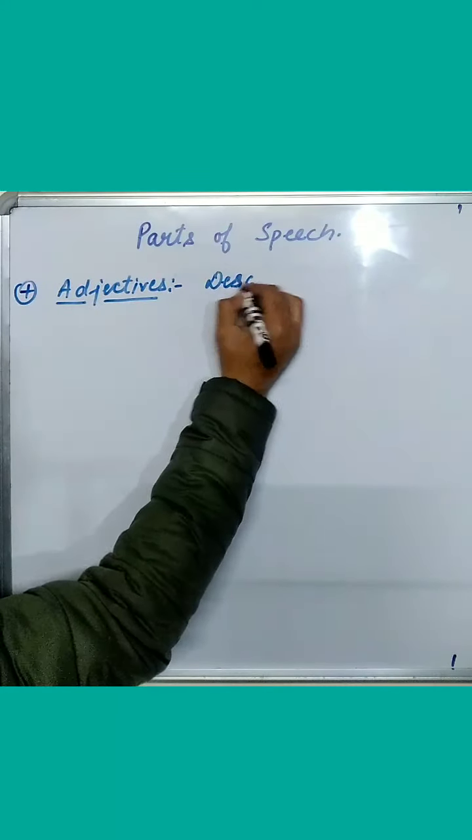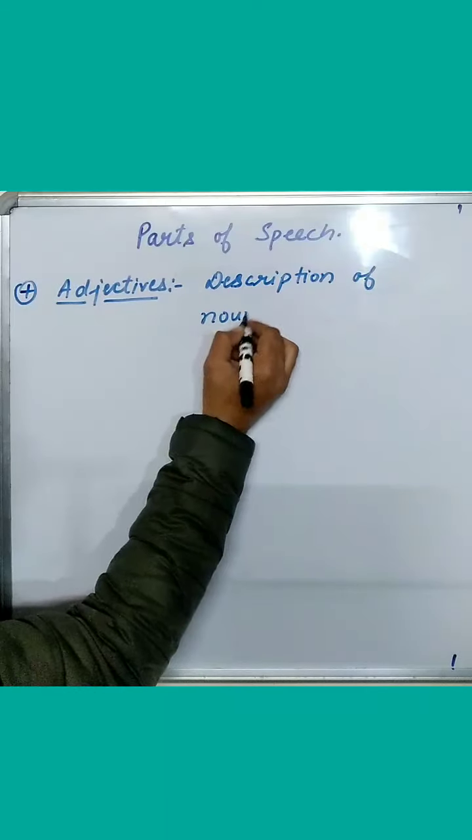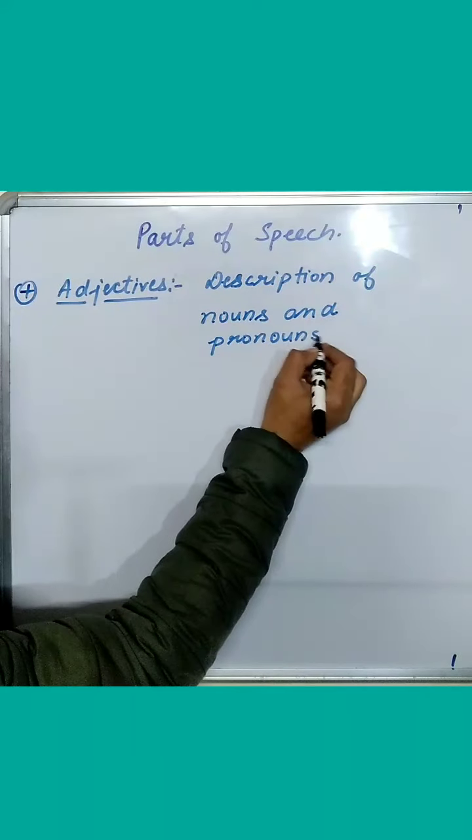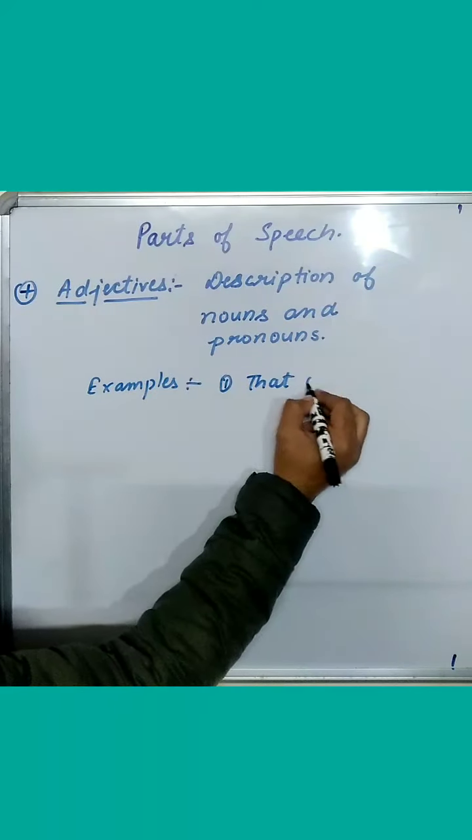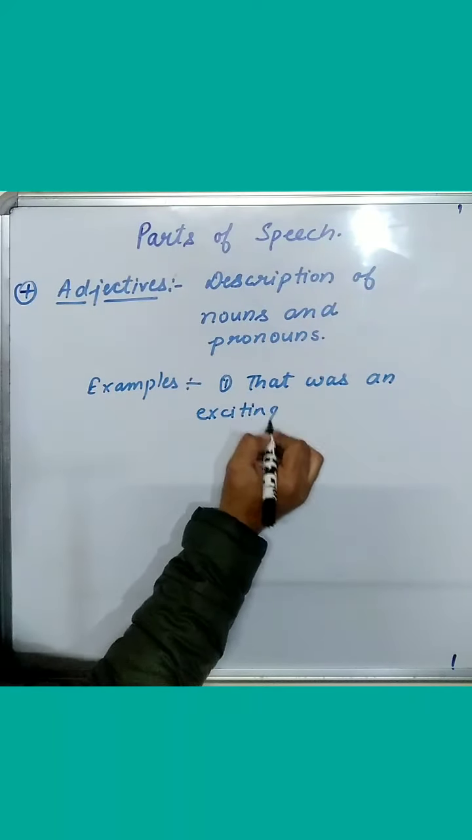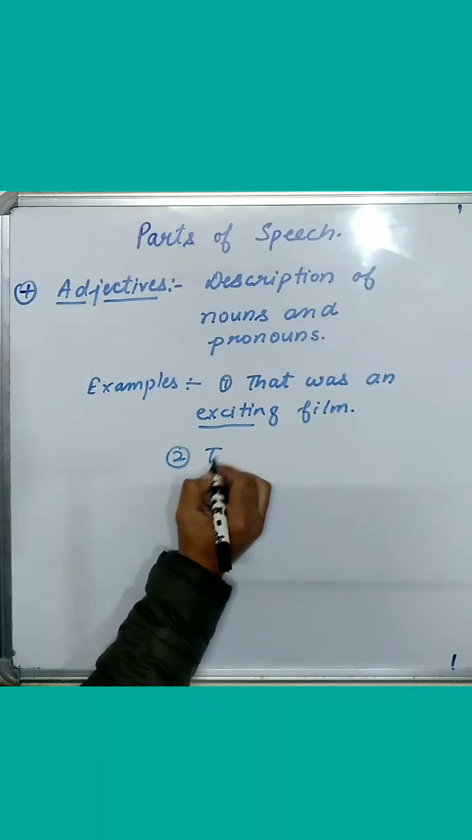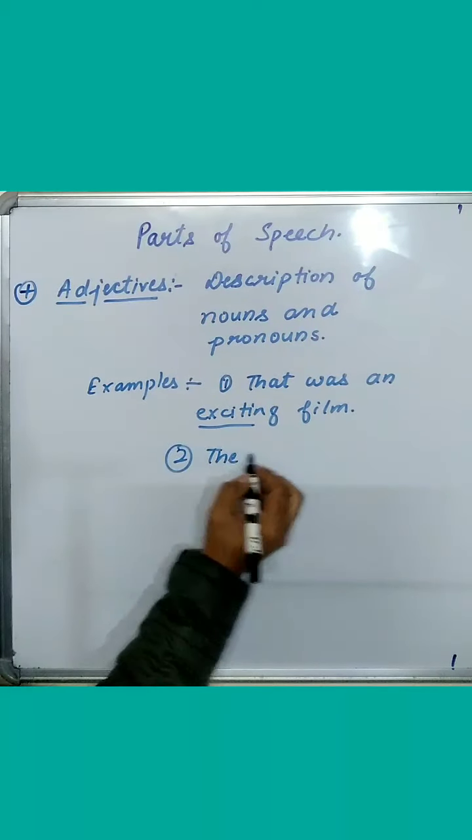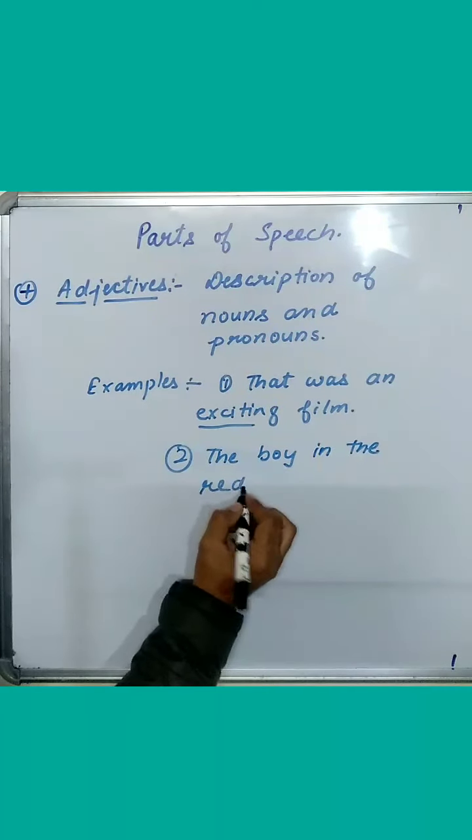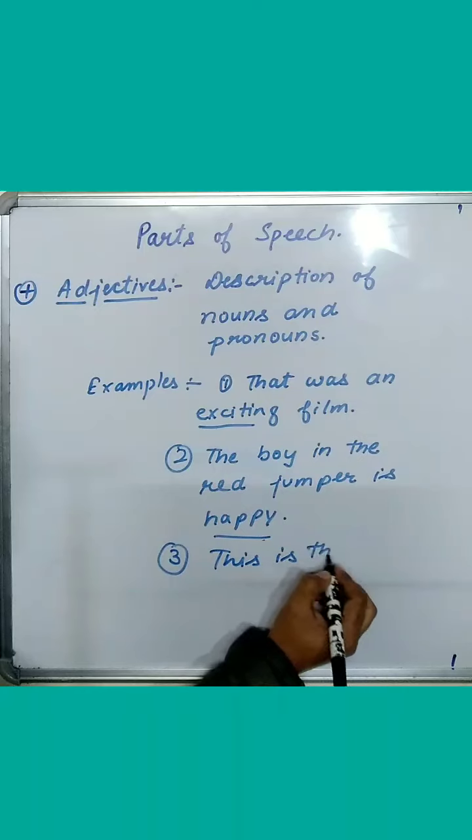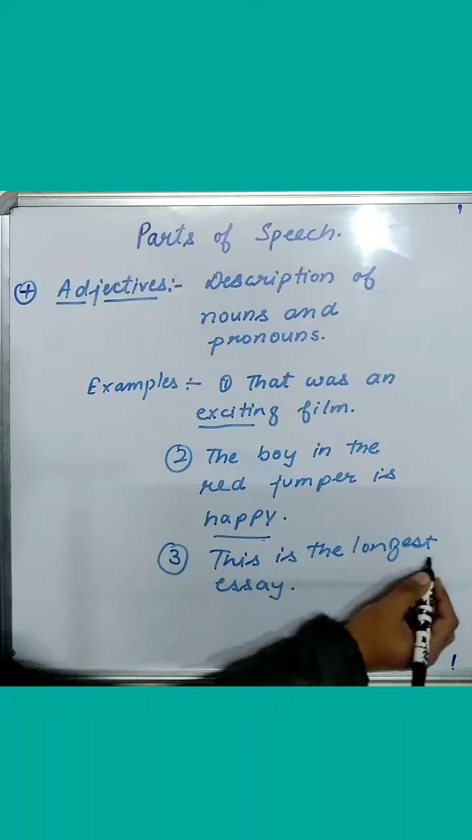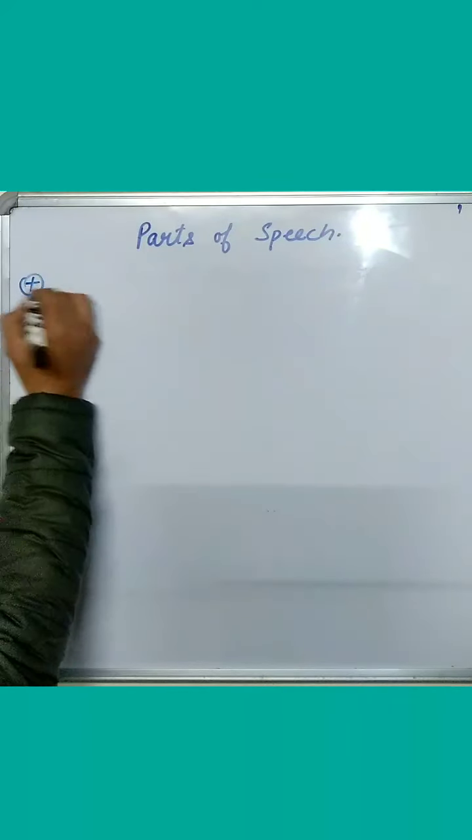Next part of speech we have is adjectives. These are descriptions of nouns and pronouns. For example, that was an exciting film. Exciting is an adjective. In the next sentence, we have happy as an adjective. Then in the last one, longest.